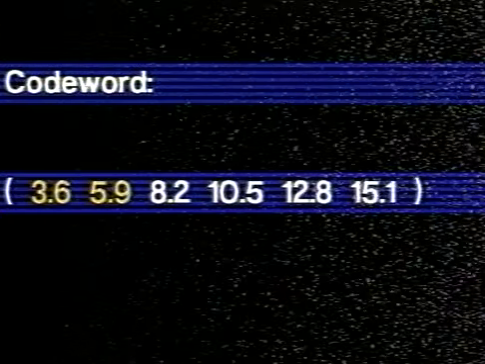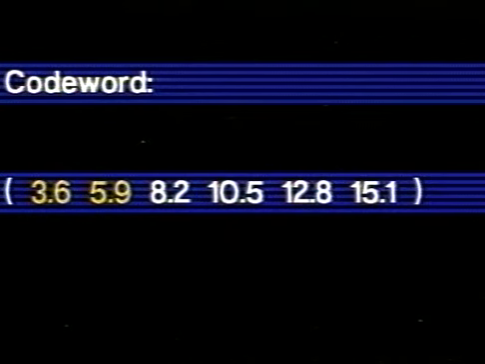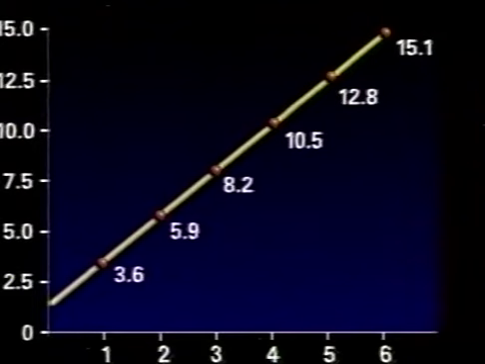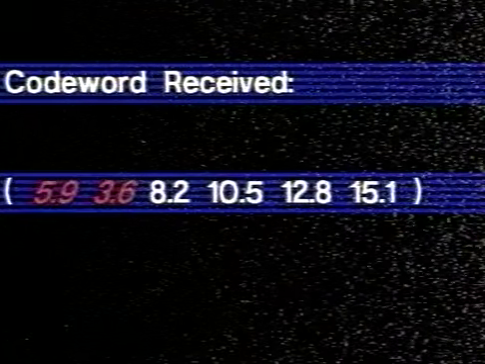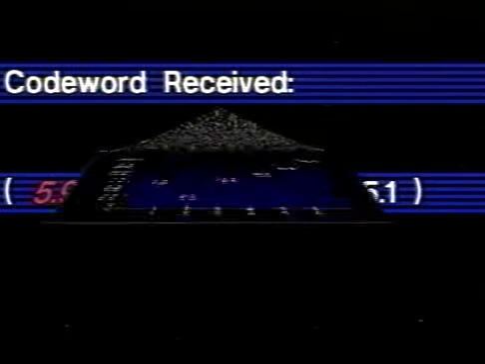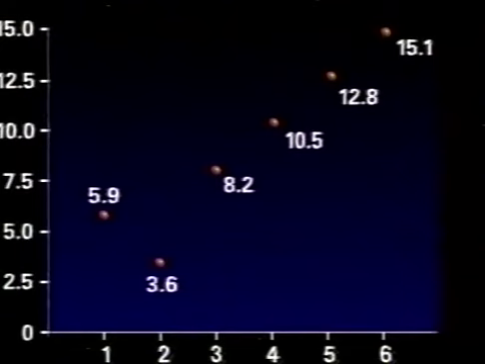Now our code word will be formed of the 2 data points, 3.6 and 5.9, and the 4 redundancies. So the overall code word is 3.6, 5.9, 8.2, 10.5, 12.8, and 15.1. Where the original data had no pattern, now there is a very strong pattern. These points lie on a straight line. Now if we send this data over the channel, we might have some errors. Let's say, just for an example, that the 3.6 and the 5.9 are interchanged, and we receive 5.9 and 3.6. You can see that the straight line pattern has been spoiled, but not entirely obliterated, since 4 of the 6 points still lie on a straight line.